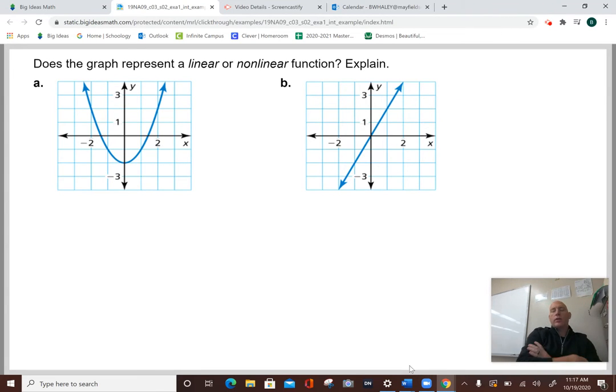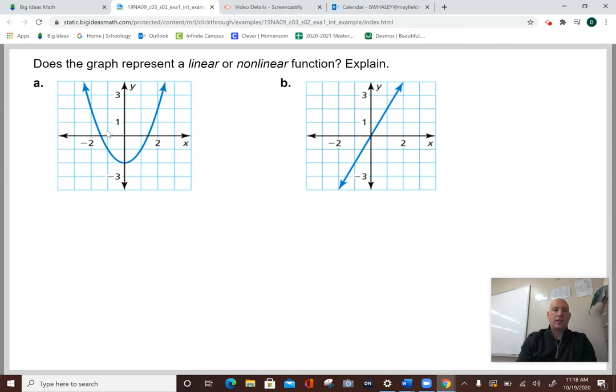Hey guys, this is going to be example 1 in section 3.2. Now, this example is pretty straightforward. If you're looking for a linear function, you're looking for any line that is non-vertical. So these should be pretty easy to see.